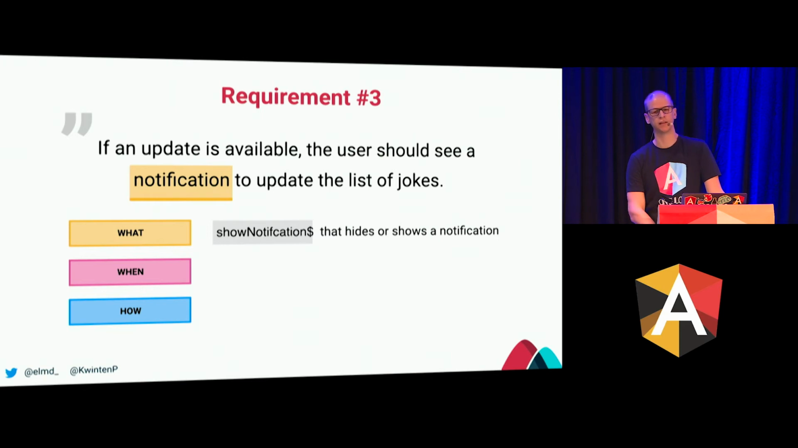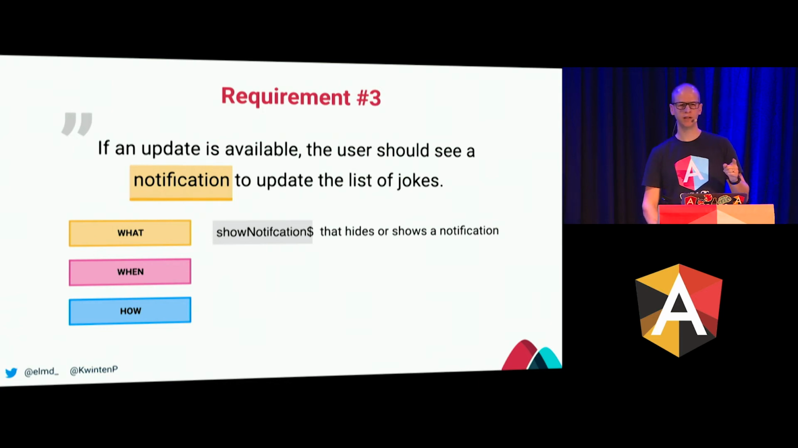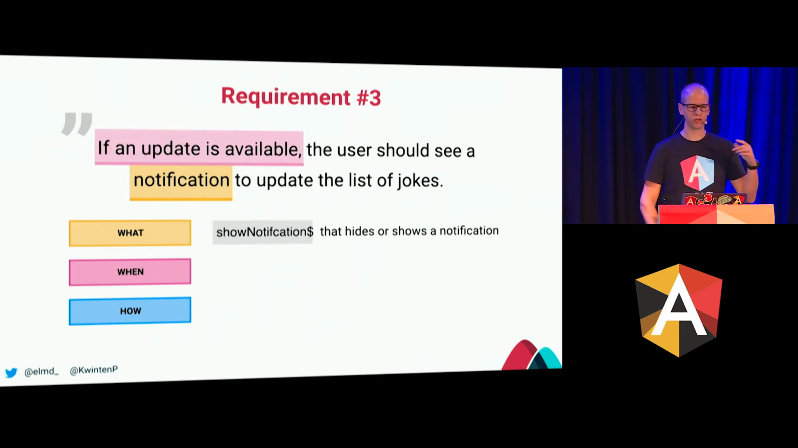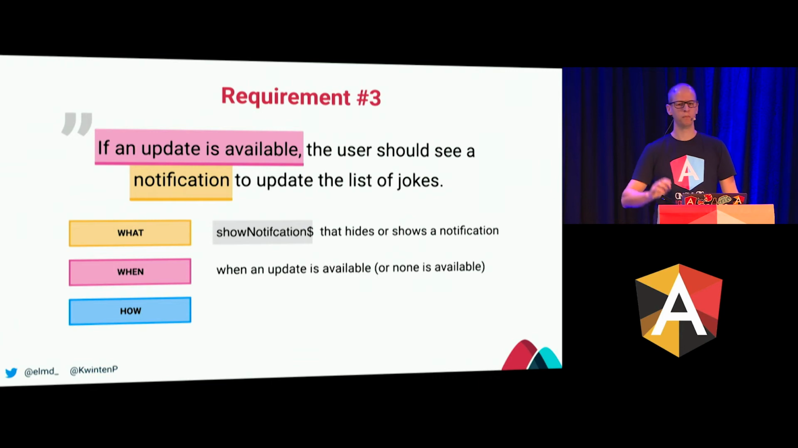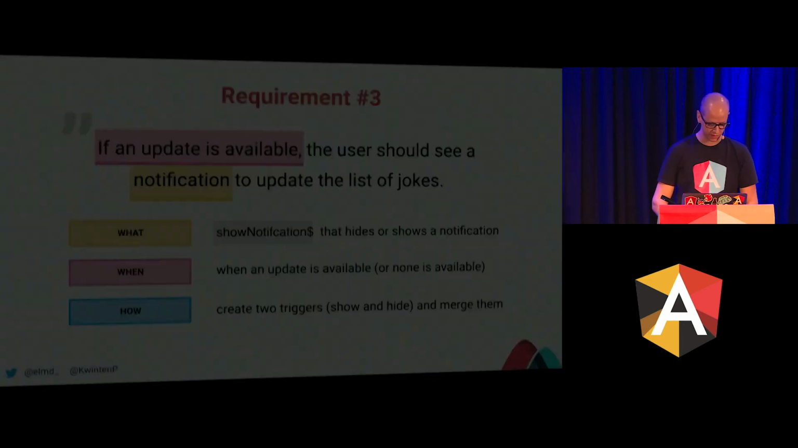But when do I want to hide this? And this is where it becomes a little bit more complex. If I think about it, if the user just clicked on the button, I'm pretty sure that there's no new data anymore. So I want to show it when the cache fires, but I also want to remove it when the user clicks on that button. So that's what we're going to do. And how are we going to do that? We're basically going to have two triggers, and we're going to merge them. So what does that mean?